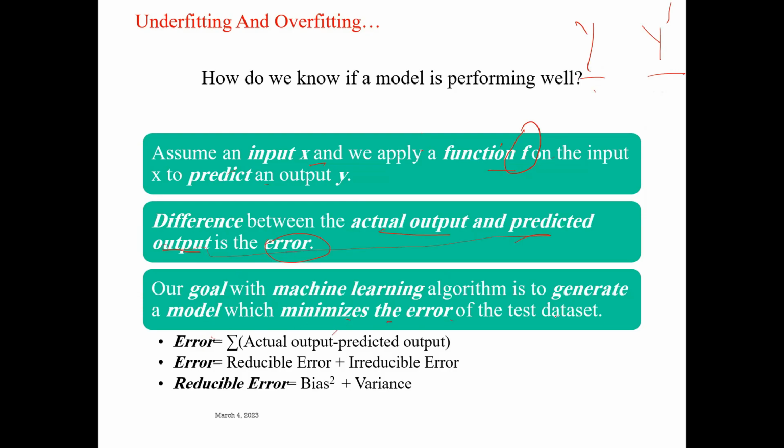Now, the goal of a machine learning algorithm is to generate a model that minimizes the error on the testing data set. We want to minimize the error that is going to come from the testing set. Otherwise, if you are not able to generalize to the testing set, the effort spent on the training is almost useless. Now these are the components of error. Error is the actual output minus the predicted output.